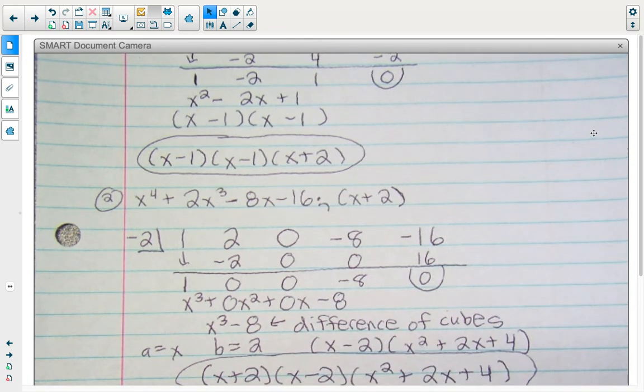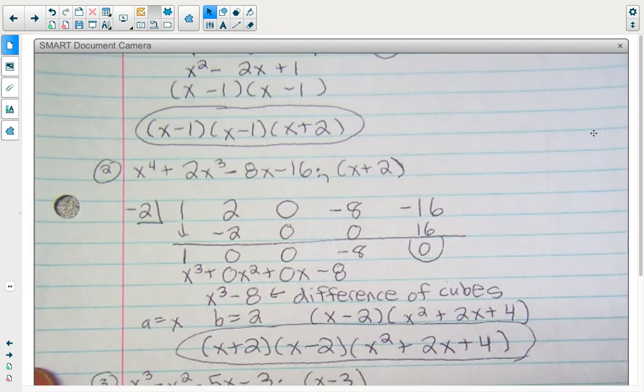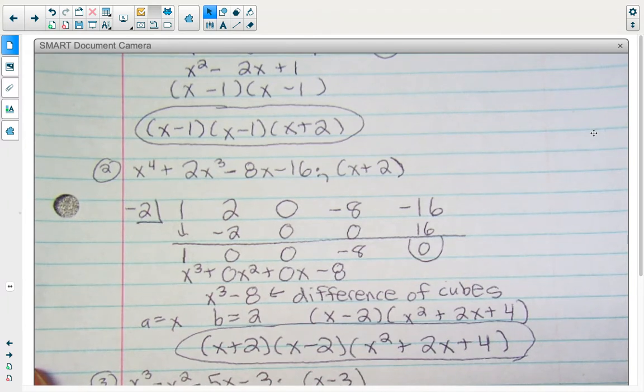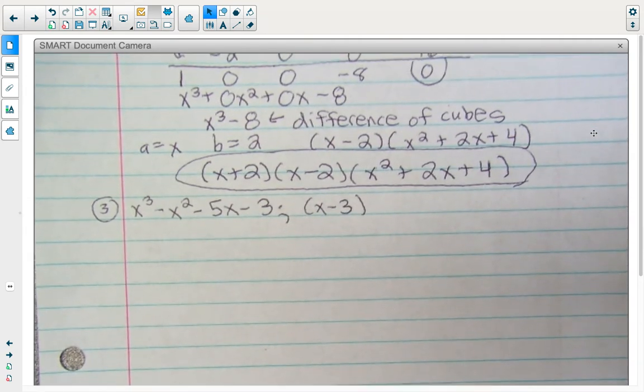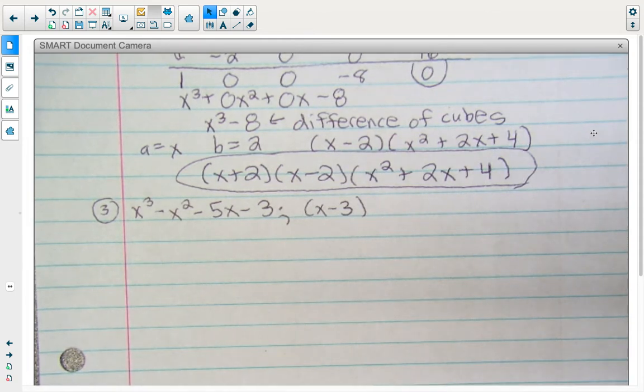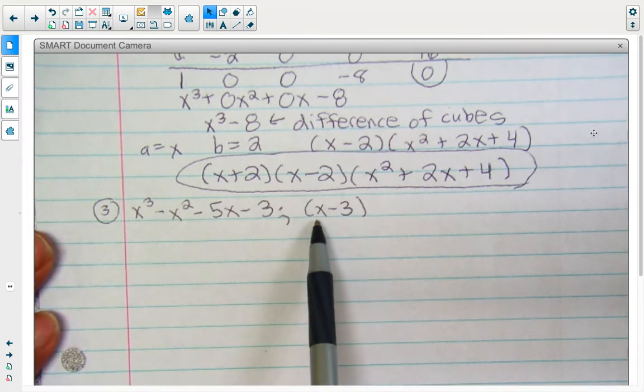And all of this is our answer. So we have just factored x to the 4th plus 2x to the 3rd minus 8x minus 16. We have just broken that down. All right, we'll do 2 more together. All right, we want to factor this completely. Again, we're going to do synthetic division.